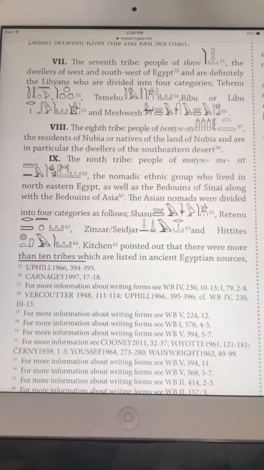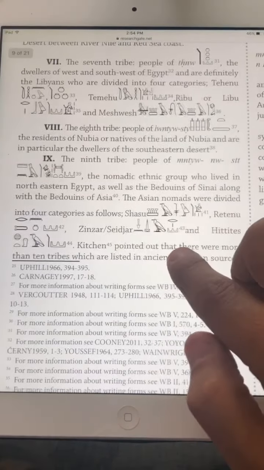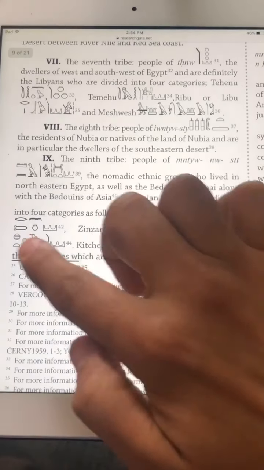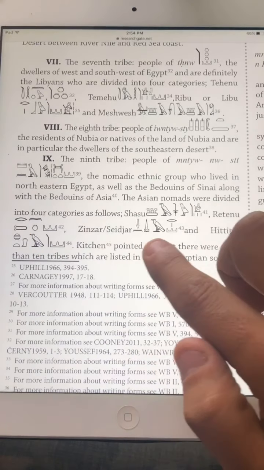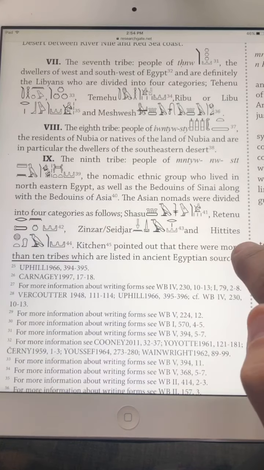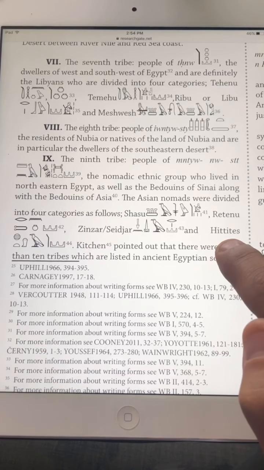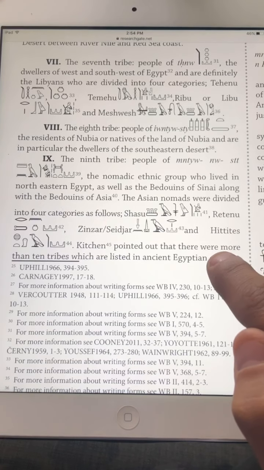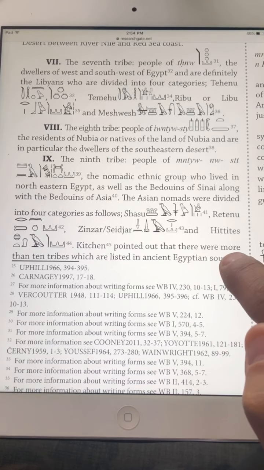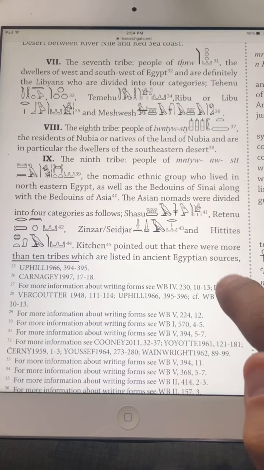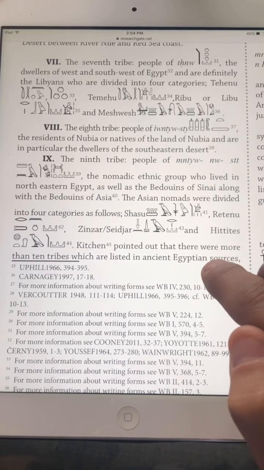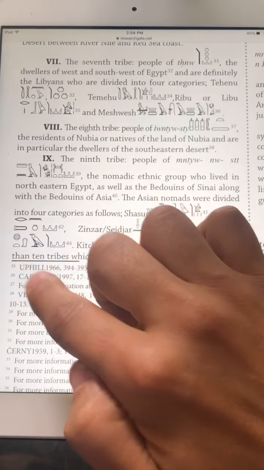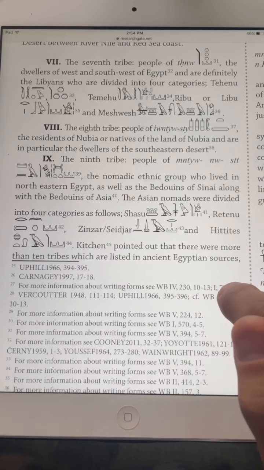And they come in 4 categories. They come as the Shasu, the Retinue, the Sejar, and the Hittites. The Hittites, remember, they're one of the most well-known enemies of Egypt, the Hittites, when they fought them in the Battle of Kadesh. And you can find this on the temple of Ramses II. And he indicates his battle with the Hittites. And you can see the Hittite, right? The Hittite are foreigners as well.